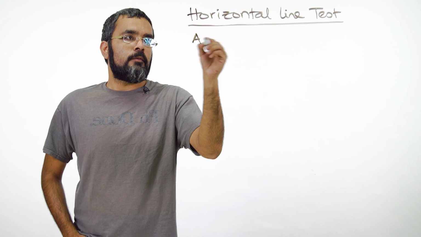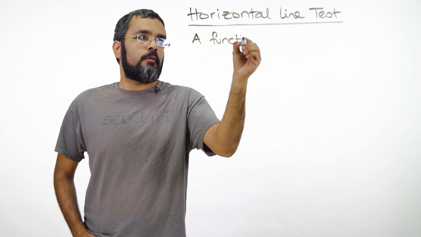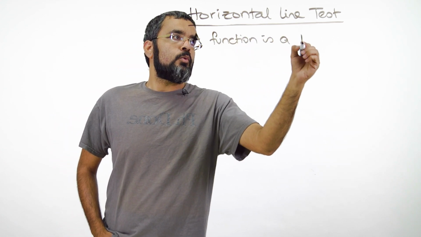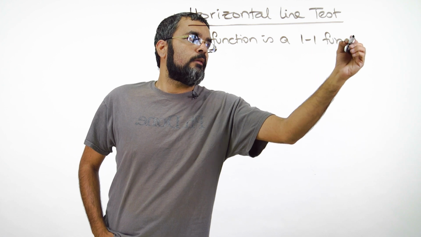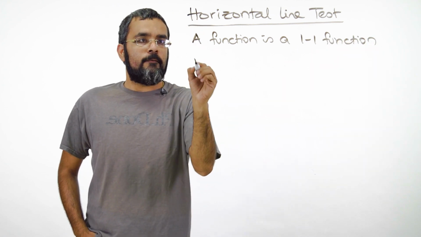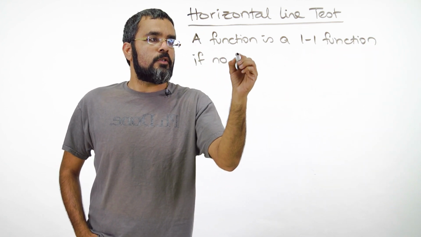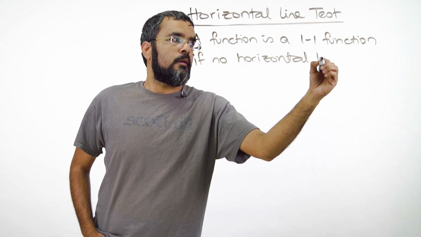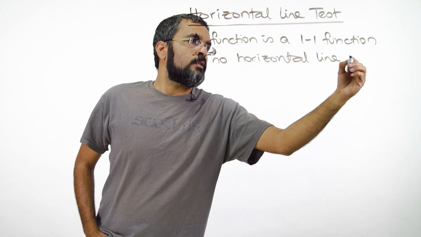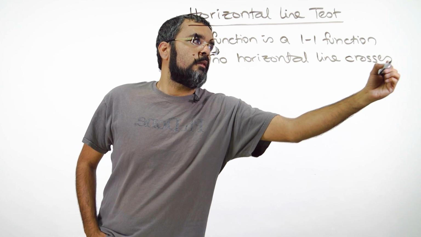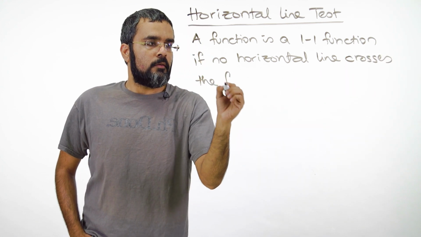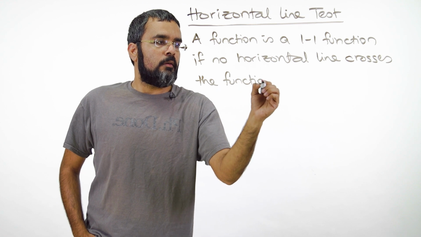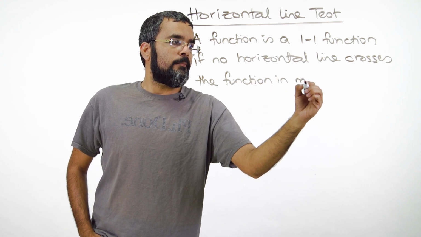A function is a one-to-one function if no horizontal line crosses the function in more than one point.